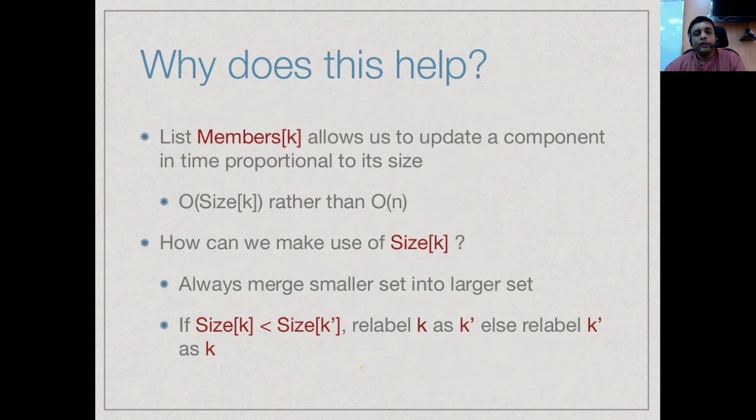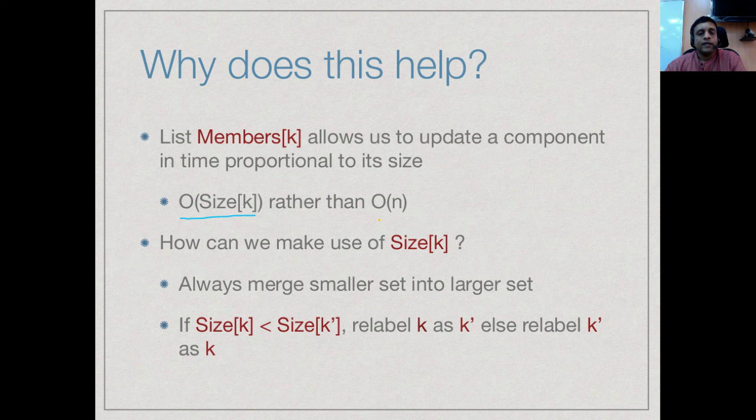So why do we get some benefit from this? So the first thing, as we said, is updating a component is now proportional to its size, right? So updating a component takes order size of K steps. It doesn't take order n steps. We don't have to go through every vertex from 1 to n. We can explicitly look up those elements mentioned in members of K and only update those values.